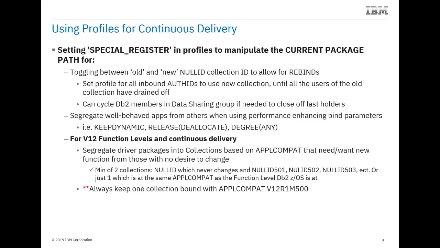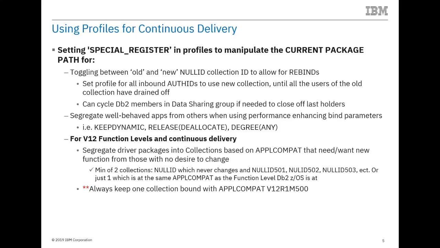Because if they don't want to bother testing to see how they react to new feature function, right, which was the point of APPLCOMPAT: to break apart the DB2 subsystem migration from application migration. So with APPLCOMPAT now, you'd want to segregate these packages so that the old applications don't need to bother testing against new feature function if they won't use it.